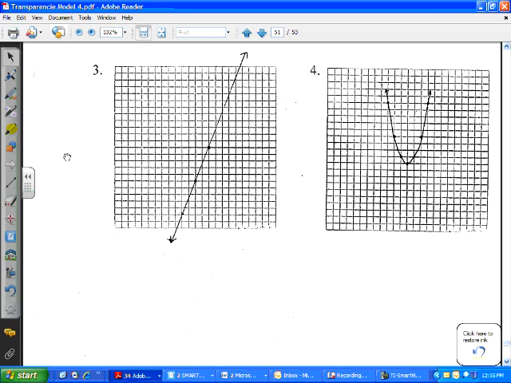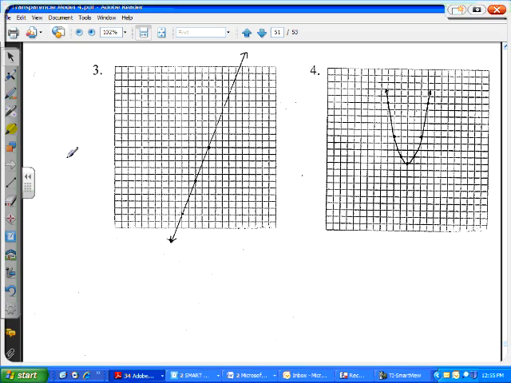Okay. Number 3, we're trying to go from a graph to an equation. We can use our eyes to tell that number 3 is linear and that number 4 is quadratic just by the way the graph looks. To find a linear equation, we find slope and y-intercept. The y-intercept, remember, is the point where the line crosses the y-axis.